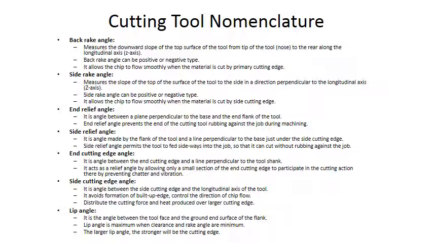And last but one, the side cutting edge angle. It is the angle between the side cutting edge and the horizontal axis of the tool. It avoids the formation of a built-up edge, controls the direction of the chip flow, and distributes the cutting force and heat produced over a longer cutting edge. And last, lip angle. It is the angle between the tool face and the ground end surface of the flank. Lip angle is maximum when the clearance and rake angles are minimum. The larger the lip angle, the stronger the cutting edge.